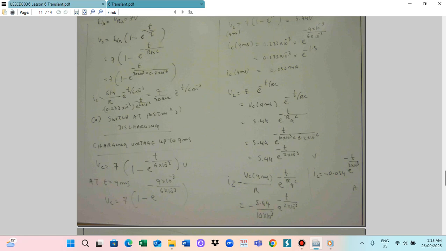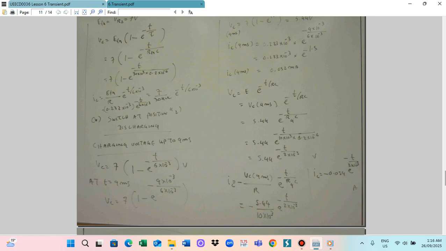The R4 value is 10 kilo ohm, 10 into 10 power 3, and the capacitor C value is 0.2 microfarad, 0.2 into 10 power minus 6. By solving this one, the VC will be 5.44 e power minus T by 2 into 10 power minus 3 volts.